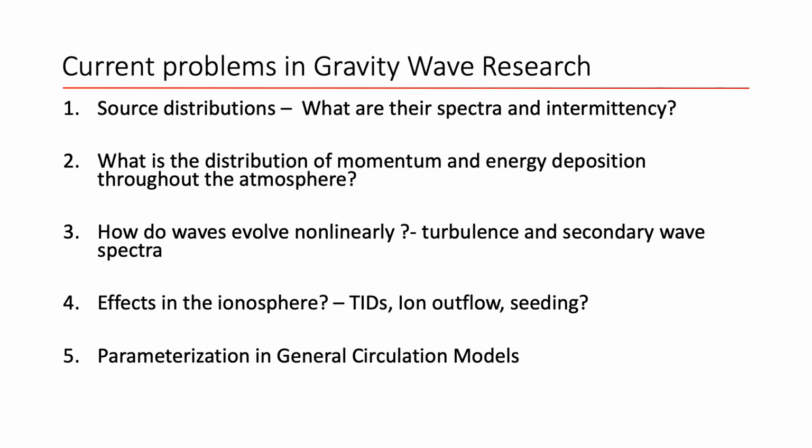Fourthly, what are the effects in the ionosphere? To do this, you need to couple the neutral atmosphere with the ionosphere, and we know that there are these traveling ionospheric disturbances, a subset of which corresponds to the manifestation of gravity waves in the ionosphere, but they can also possibly produce effects like the ion outflow and also seeding of things like equatorial spread F. But really we don't know. This is a topic of research that is only beginning to be fully explored.